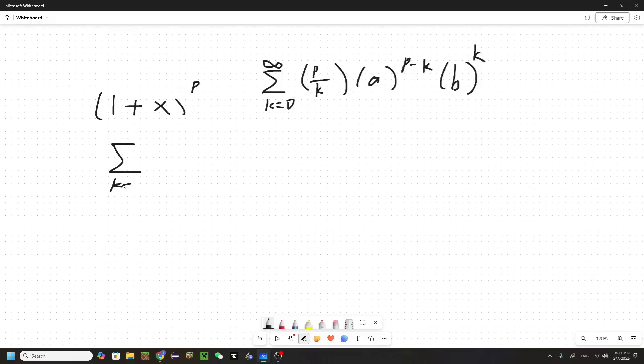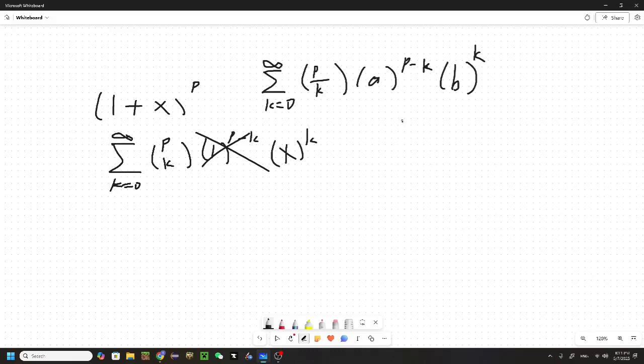So k equals 0 to infinity, and this is the n choose r, so we can skip that for now. We can do it a bit later. Okay, and this we can plug in as 1 to the power p minus k, so in this case it doesn't really matter, and the b should be x, sorry, x to the power k, and this will stay.